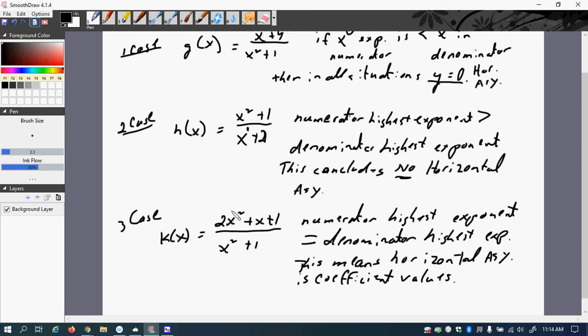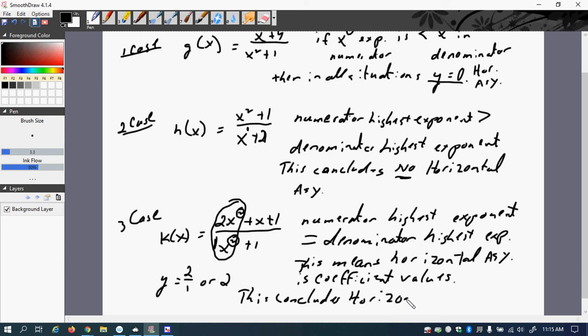If I only look at this part, since the exponent here is the same as the exponent here, my coefficients give my actual horizontal asymptote. So my horizontal asymptote is going to be 2 over 1, or just 2. That's what it's going to be approaching. So this concludes that the horizontal asymptote is y equal to 2.